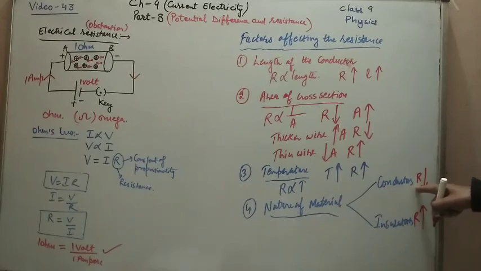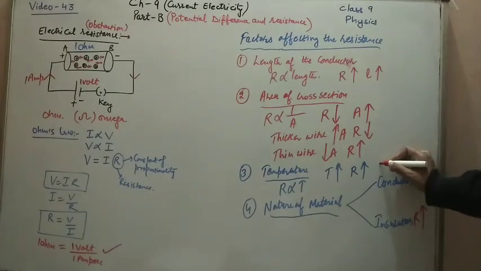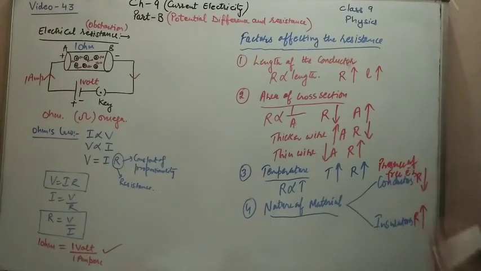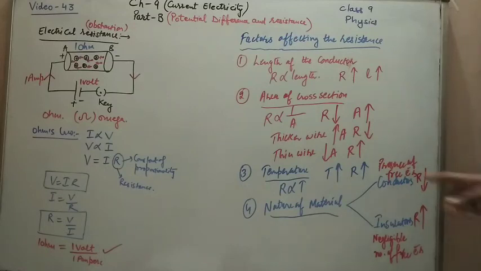Why will conductors have less resistance? Because of the presence of free electrons, and insulators will have negligible, very few free electrons. So due to the presence of free electrons, conductors will offer very less resistance and insulators will offer very high resistance. So these are the four factors.